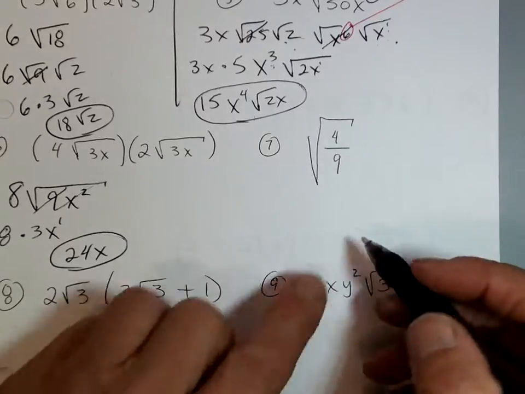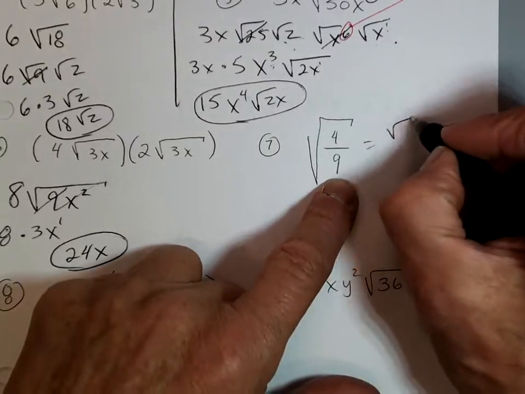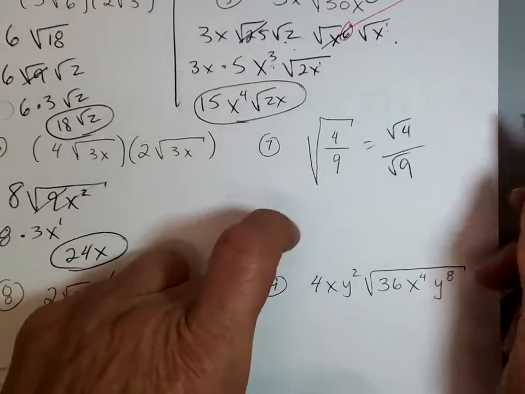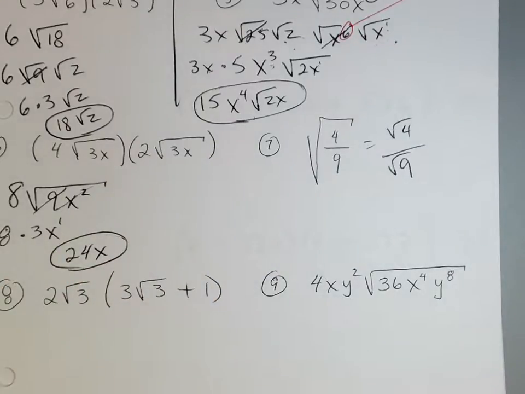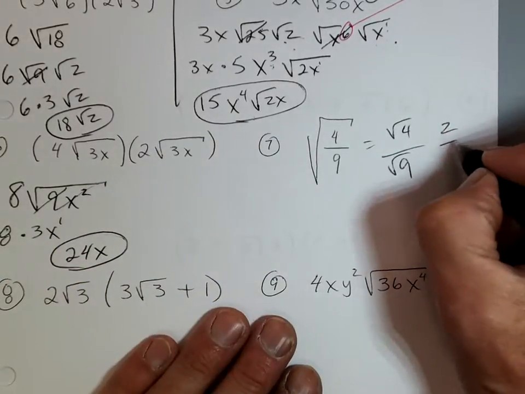7, super easy. It's just like our warm-up. Don't let it confuse you. If they're both square roots, it's the same thing as square root of 4 over the square root of 9. It really is. It's super easy. Don't overcomplicate this one. The answer is just 2/3, okay?